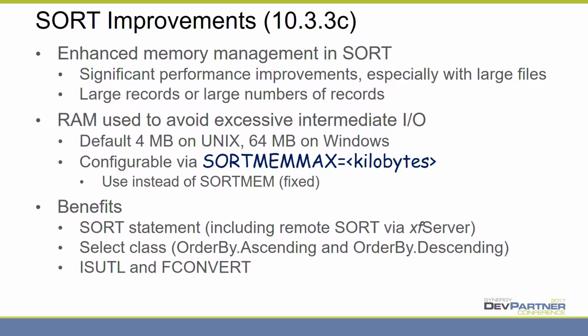We're defaulting to 4 megabytes on Unix and 64 megabytes on Windows as a maximum, but again you can configure that through that new setting. And we're starting to see some pretty huge benefits. In processing very large files we were seeing up to a 10 times performance increase. So potentially doing a verify or a reload of an ISAM file on 10.3.3c, we're starting to see some performance benefits.